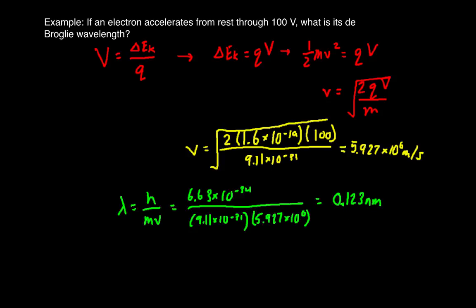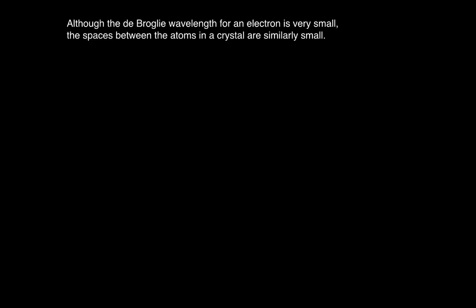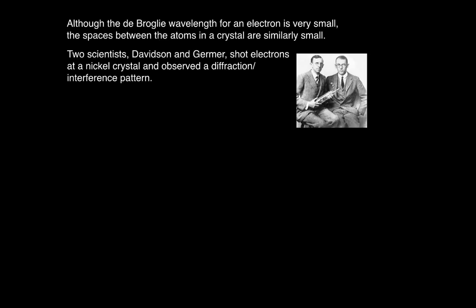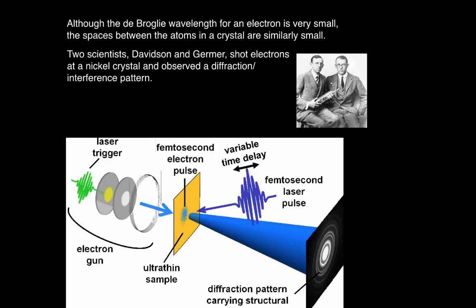It's tiny, but it's not that small. X-rays have wavelengths similar to this size. Although the de Broglie wavelength for an electron is very small, the spaces between the atoms in crystals are similarly small. Two scientists, Davisson and Germer, shot electrons at a nickel crystal and observed a diffraction interference pattern. This indicated that electrons can behave exactly like waves. You pass them through spaces, and they'll interfere with each other, creating a fringe pattern, just like light. Electrons, particles with mass, show wave-particle duality, just like de Broglie predicted.